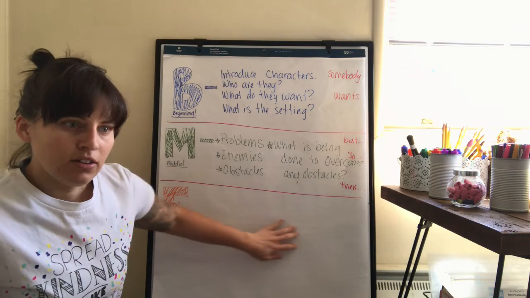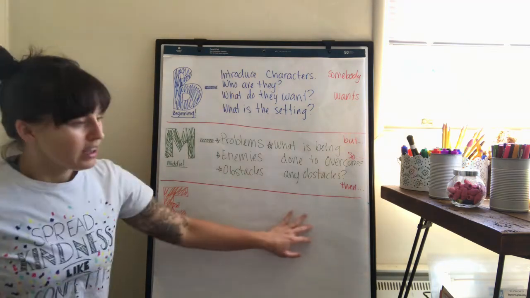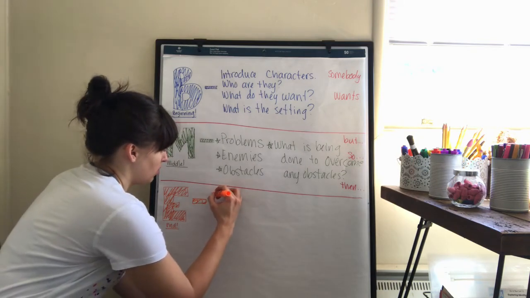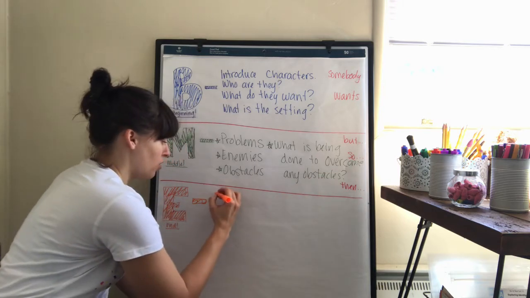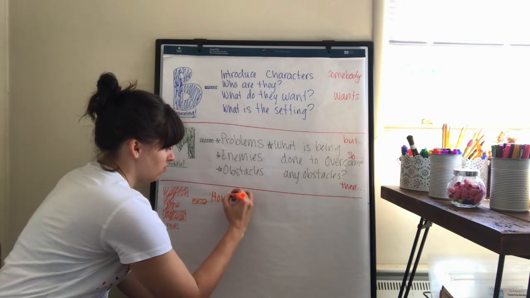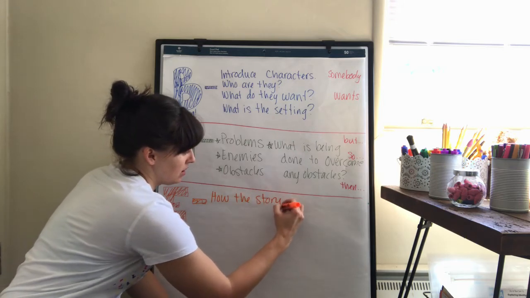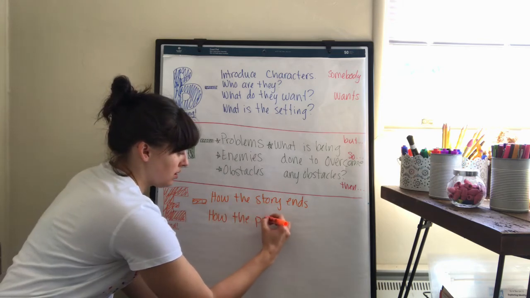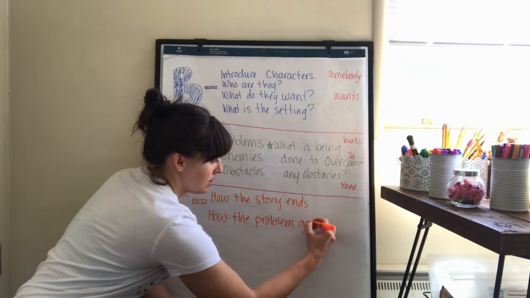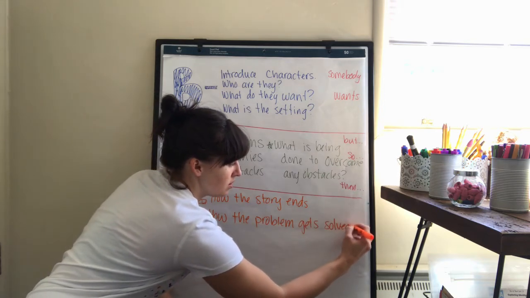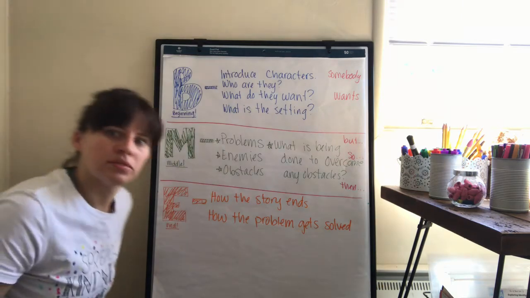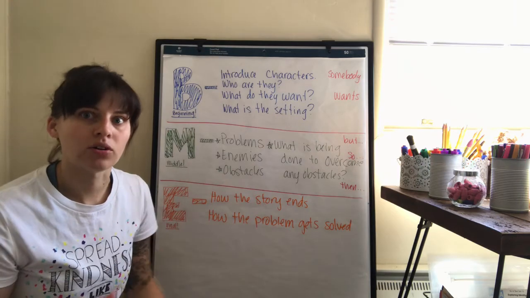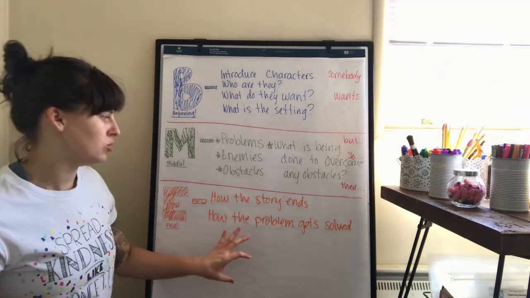The ending of our story, this is going to be very short and sweet. The ending, you are going to tell me how the story ends, how the problem gets solved, right? What do they do to overcome the obstacle? What do they learn, or what do they figure out, or what did they accomplish to solve this problem?